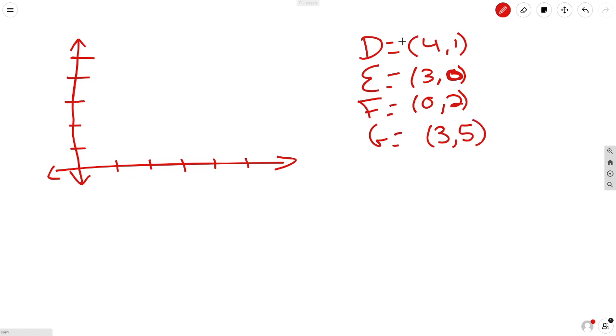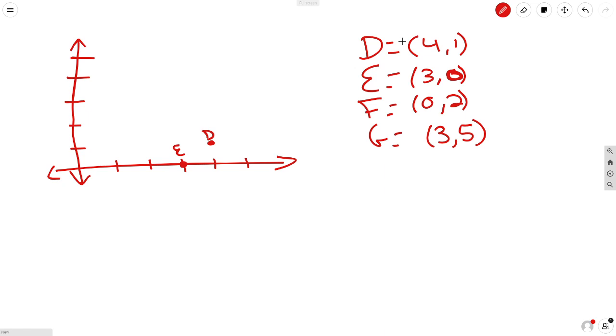Alright, so D, 4, 1. I have to go horizontally 4: 1, 2, 3, 4. And then up 1. So that's going to be my D point. E is 3 over, 1, 2, 3, and 0 up. So we don't move at all up or down. So we're going to put E here.